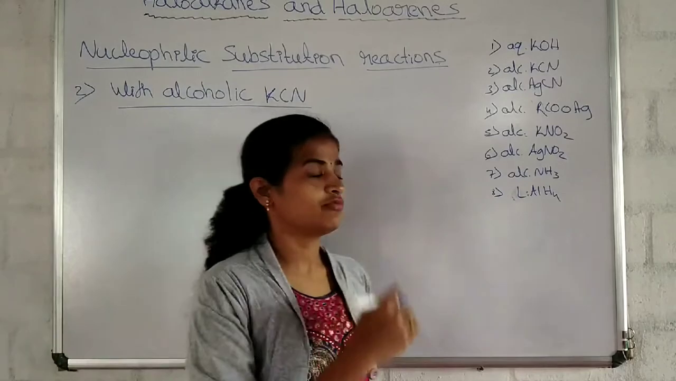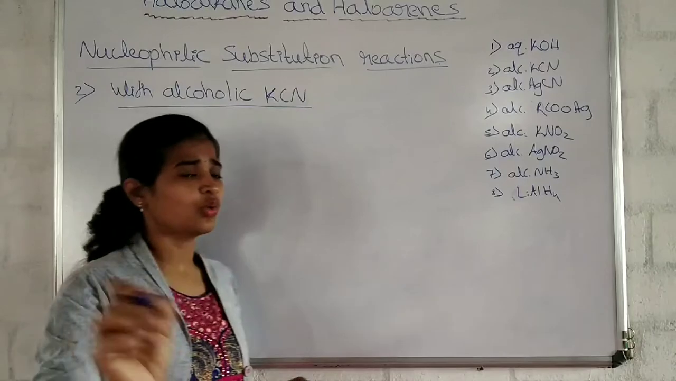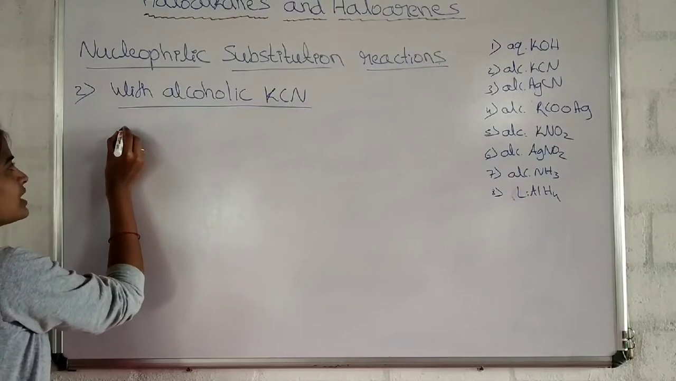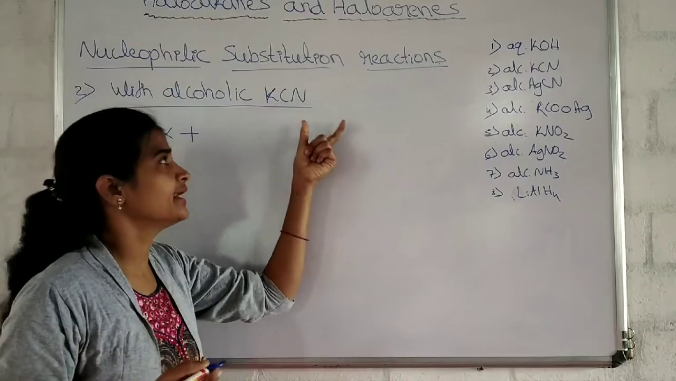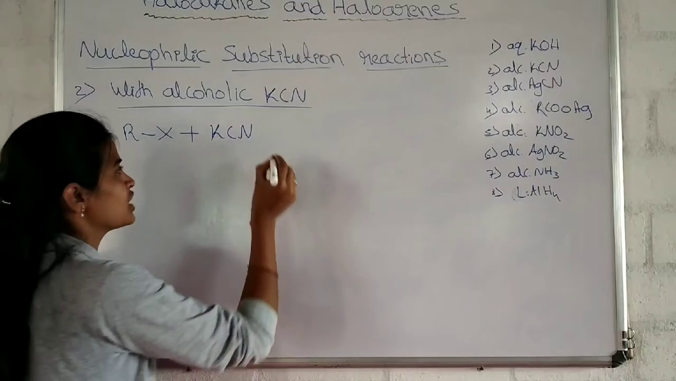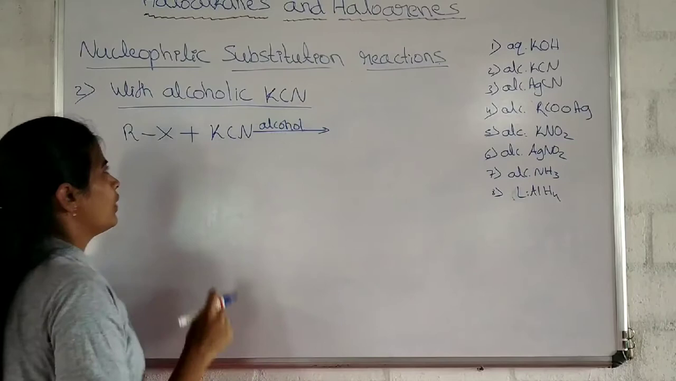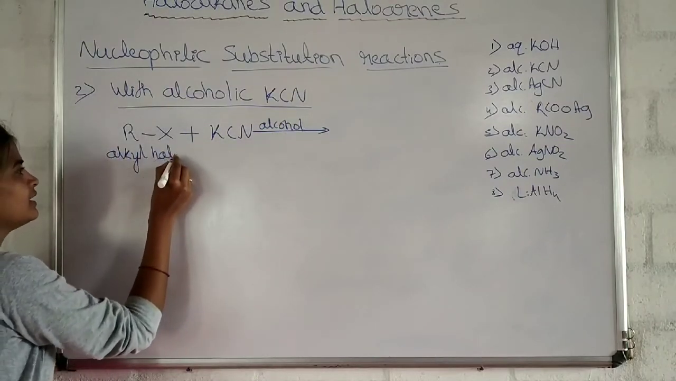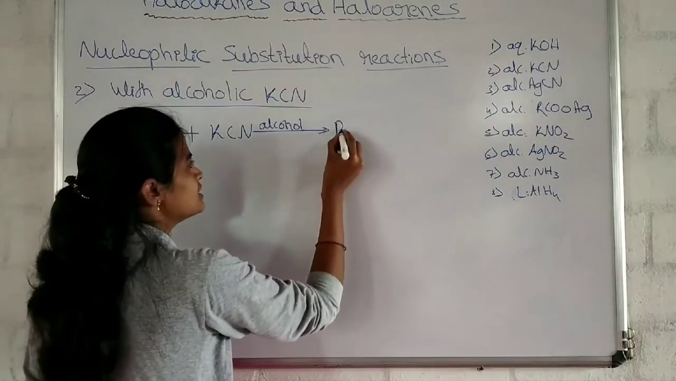In the NCERT text they have not given the reactions in detail. Potassium cyanide. You write the explanation. When alkyl halide, RX, is heated with potassium cyanide or alcoholic potassium cyanide, alkyl cyanide is formed.